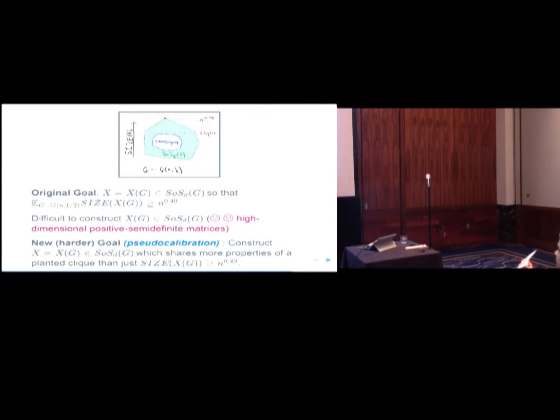Construct your feasible point x. Right? It takes graphs and gives you back feasible points. In expectation, the size of this feasible point is supposed to be large. But I actually want this feasible point to share some more properties of a planted clique than just large size. Size is one thing that makes this point look like a clique. Its size is n to the 0.49. That's the size of the clique I'm planting. But I want it to share some other properties of a planted clique.